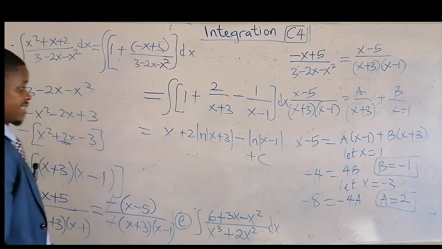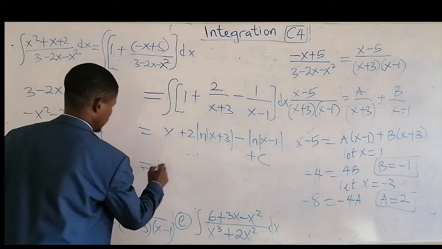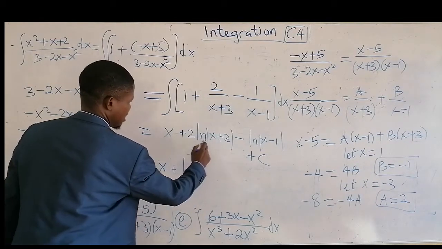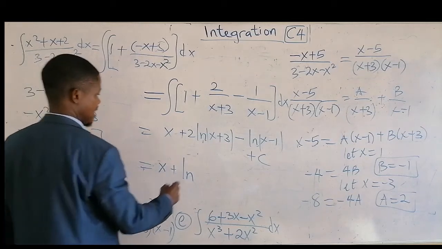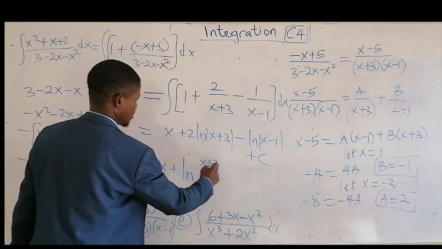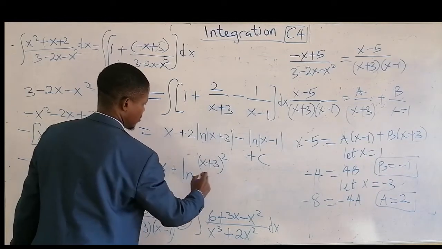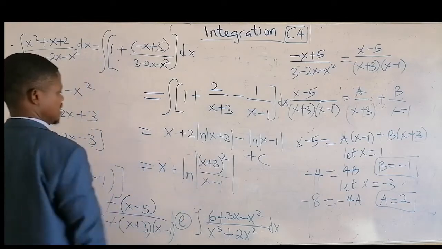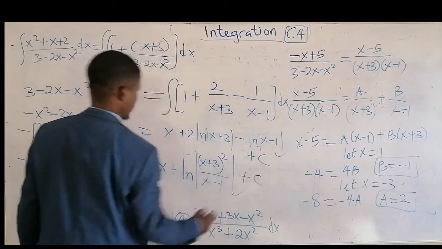So that's the answer. Except you want to do the algebra, and that will be equal to what? This plus ln. We are subtracting the ln, so that will be x plus 3. These two will come on top here, squared, all over x minus 1, enclosed inside the ln, plus c. So you can leave it this way, or you leave it this way.